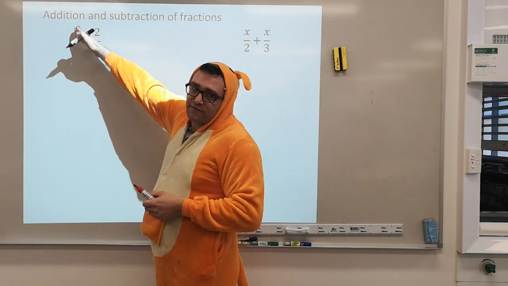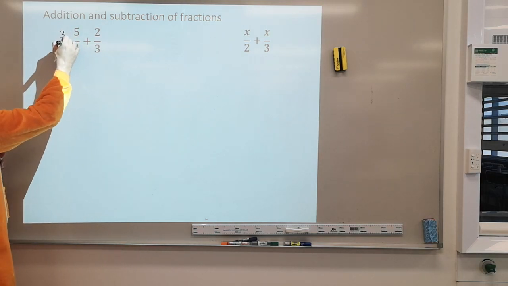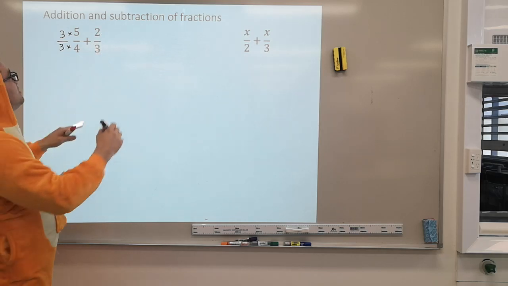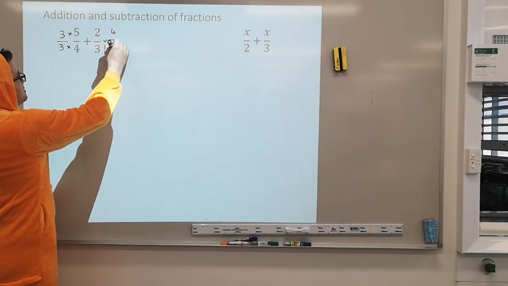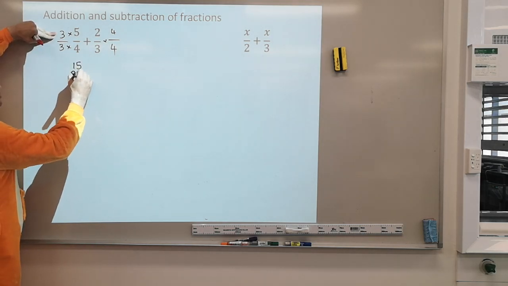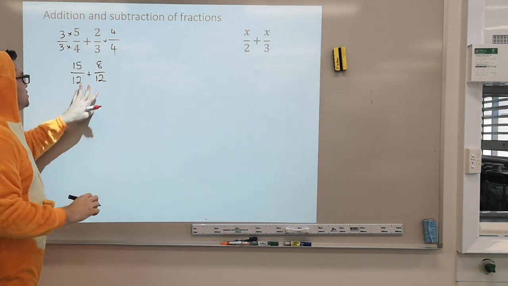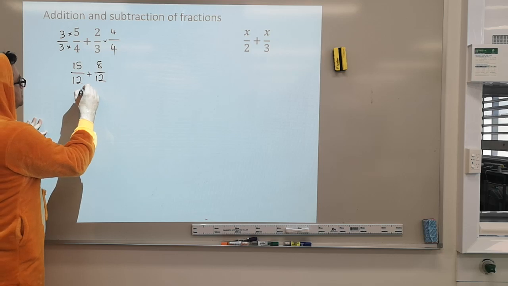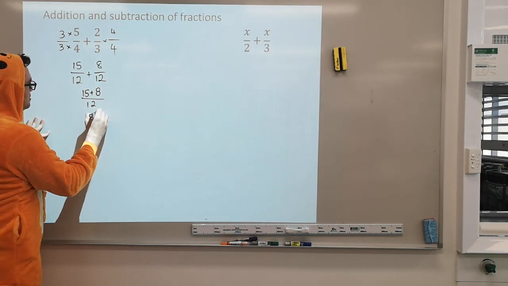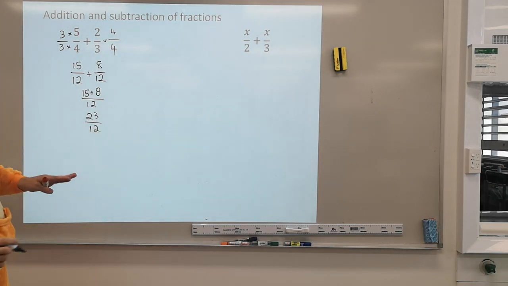So in order to get the 5 quarters to be 12ths, we need to multiply by 3 over 3. To get our 2/3 in 12ths, we're going to need to multiply by 4 over 4. So we'll end up with 15 on 12 plus 8 on 12. We can now combine our numerators, giving us 23 on 12, or 1 and 11 twelfths.